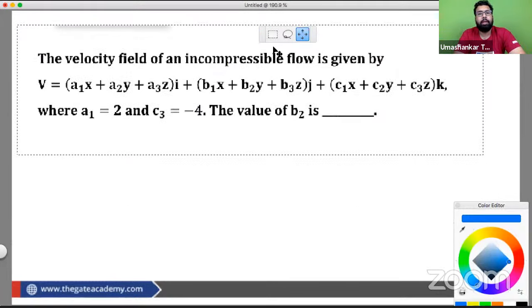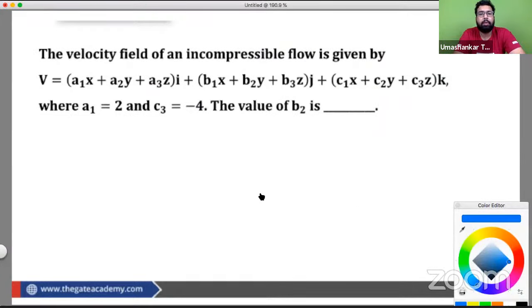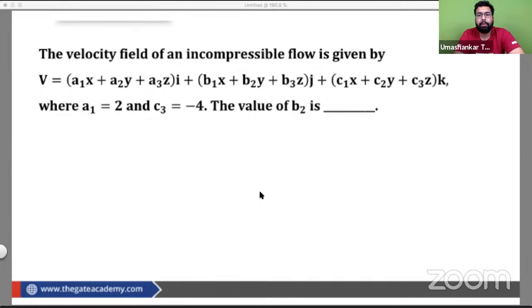So can we solve this GATE question, please? Please go ahead and try this GATE question. Please try it, beta. I'm very sure that you can do it. It's a GATE question, a very easy question. We can do it, beta. Very, very easily we can do it. Please go ahead and do it, beta.